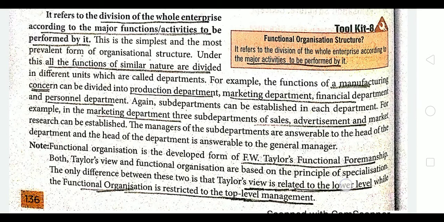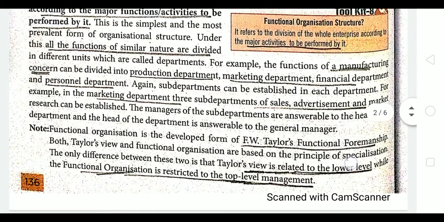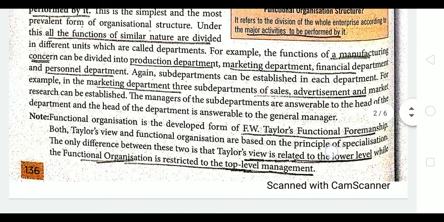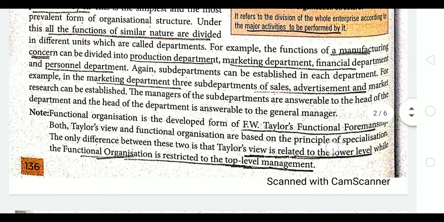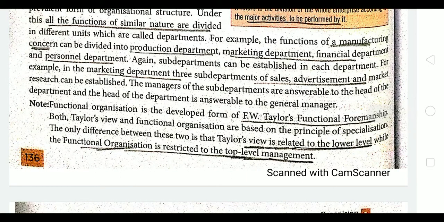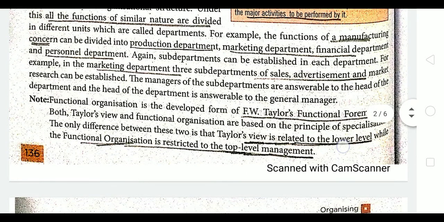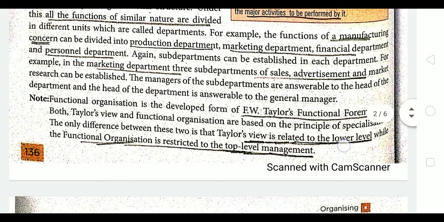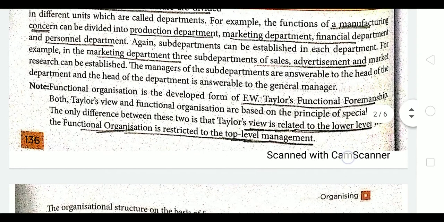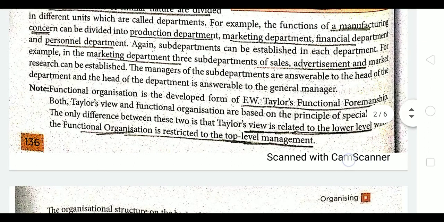Here they have given an example. The functions of a manufacturing concern can be divided into production department, marketing department, finance department, and the personnel department, right? Sub departments can be established in each department. For example, in the marketing department we can have 3 sub departments. One can be related to the sale of the goods, second can be related to the advertisement of the product, and third can be the market research department.